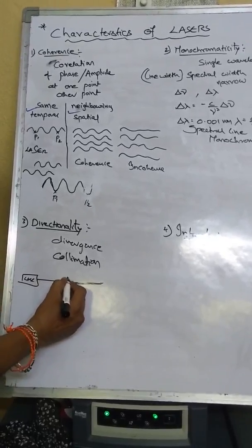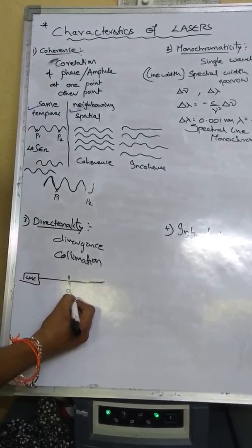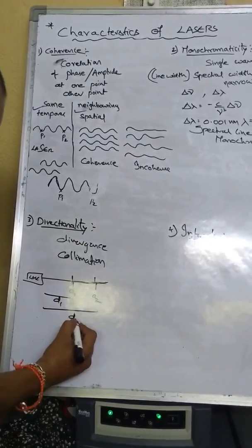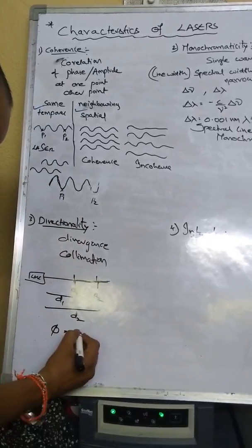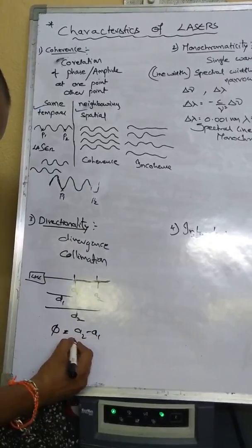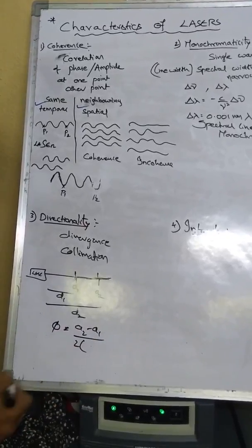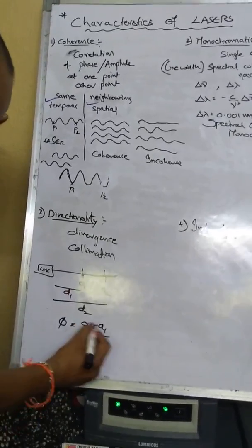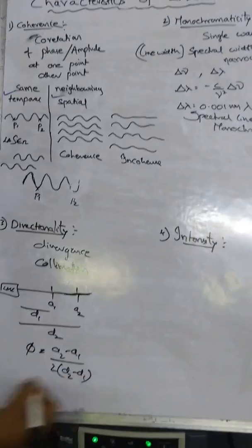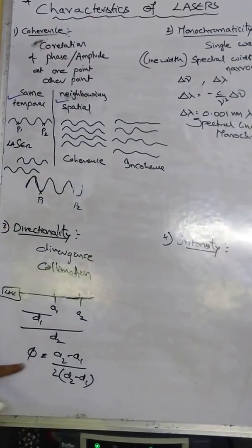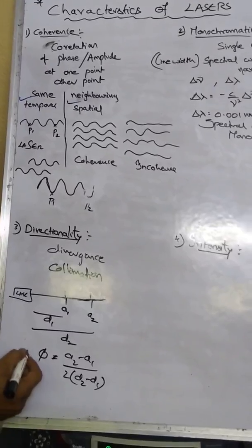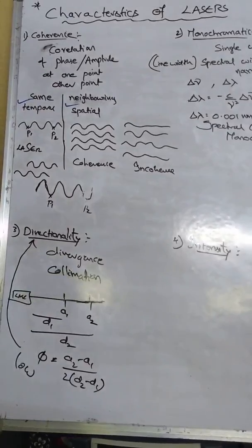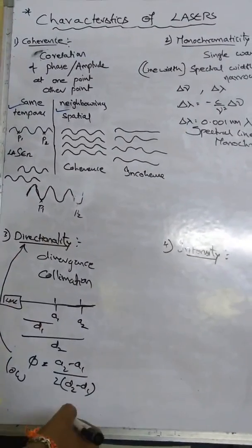If I say that the quantity of dispersion at a point is width A1, and at another point I take it as A2, and the distances are D1 and D2, then the divergence is given by A2 minus A1 over D2 minus D1, taking half of it to give the radius, which will be a very low quantity. That is, the divergence is very, very low, which leads to high directionality. That is the important characteristic feature.